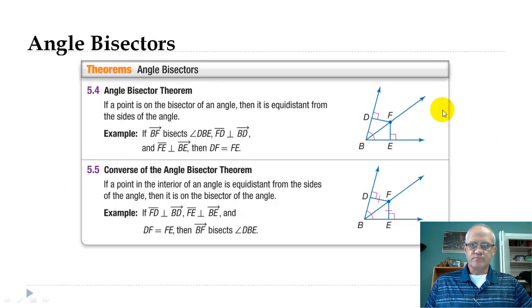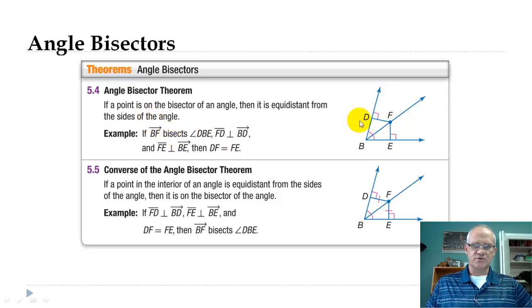All right. Another thing here, I just want to briefly look at this, but I don't want to spend a lot of time on this either. This angle bisector theorem just says if you have an angle, and then you've got an angle bisector that goes through that, any point on that bisector is the same distance. If you go 90 degrees from each side, it'll be the same distance.